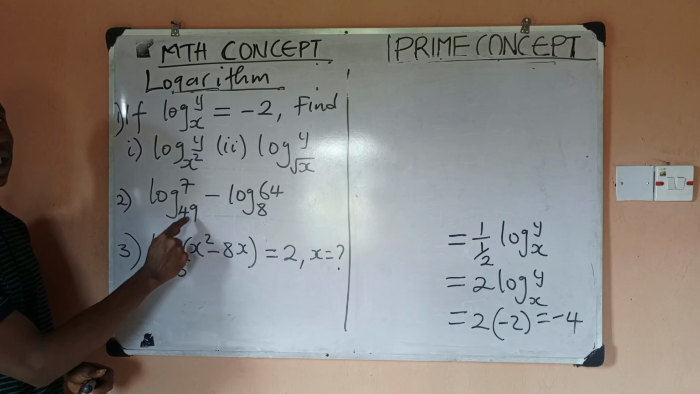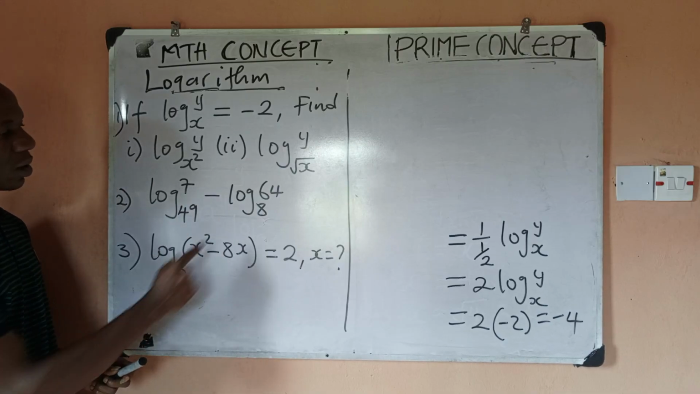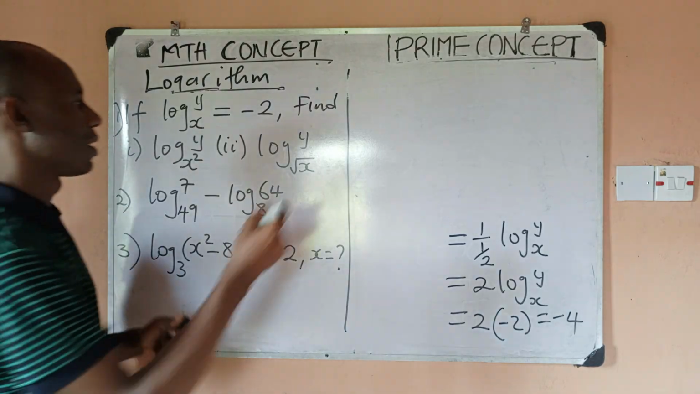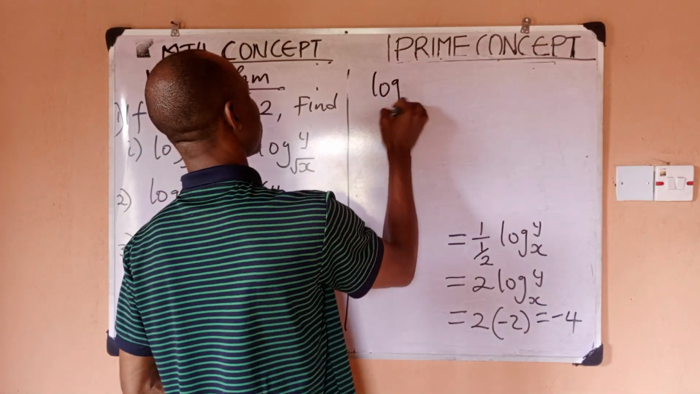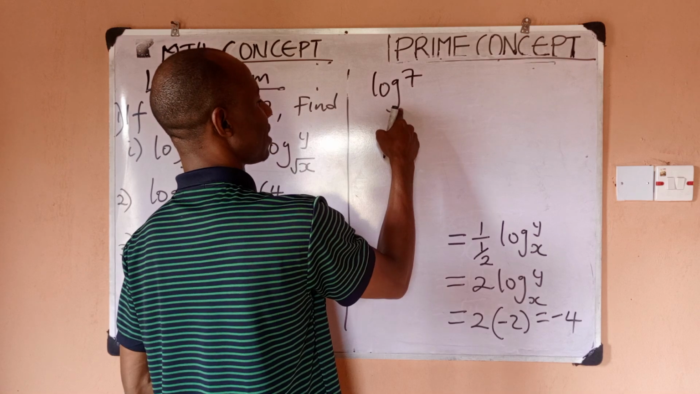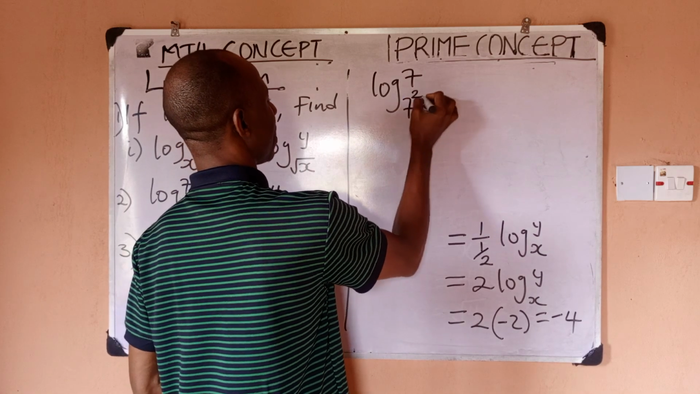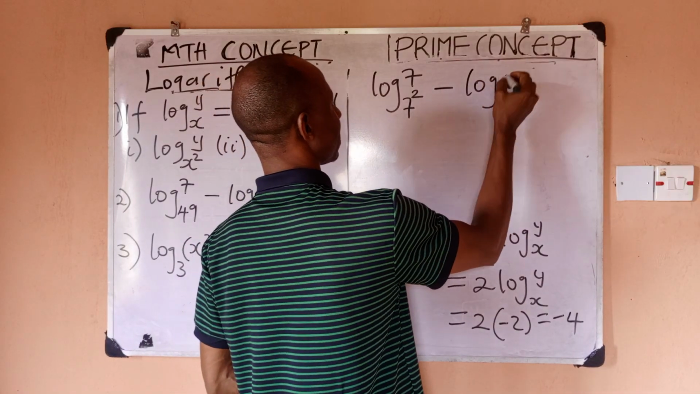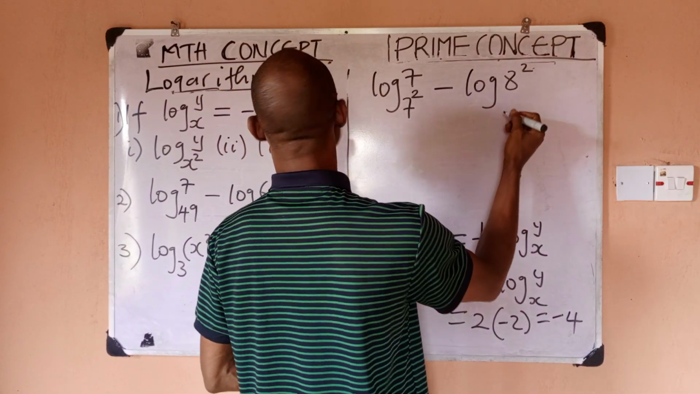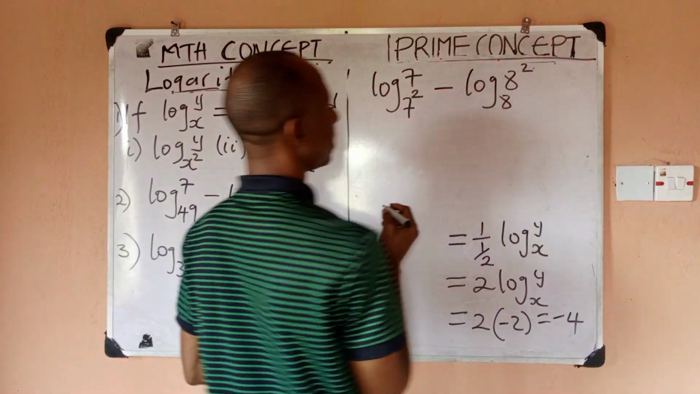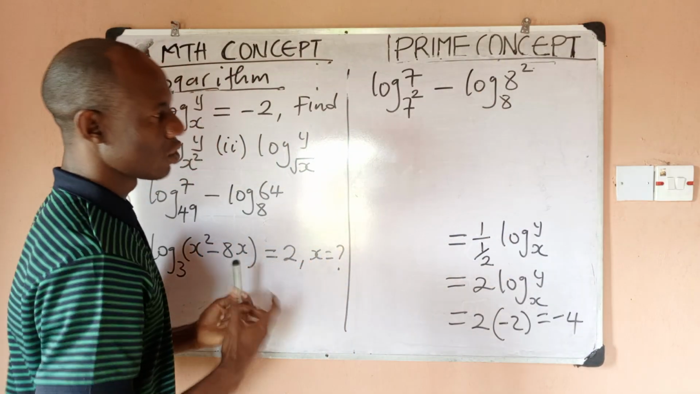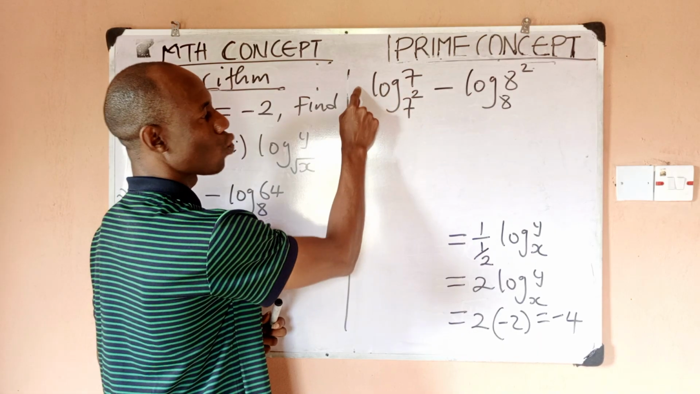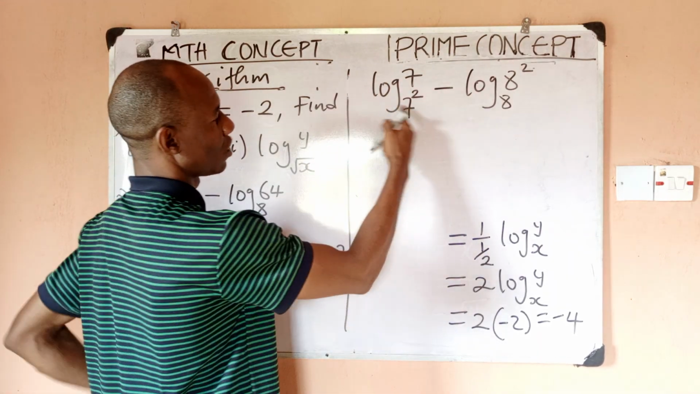49 can be written as 7 to power 2, while 64 can be written as 8 to power 2. So I'm going to use that. So I have log 7 base, instead of 49, I have 7 to power 2 minus log, instead of 64, I have 8 to power 2. Then base what now? Base 8. So applying what we have known, when our base has a power, it would come to the back as 1 over that power.